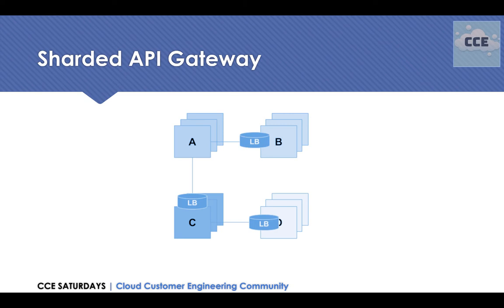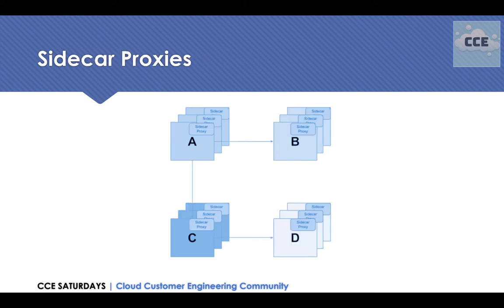However, when your number of microservices grows, it is very difficult to maintain, and not economical at all to maintain lots of load balancers. So not a good idea to use sharded API gateways. So the problem still remains. Well, there is another service mesh solution here that is called sidecar proxy.